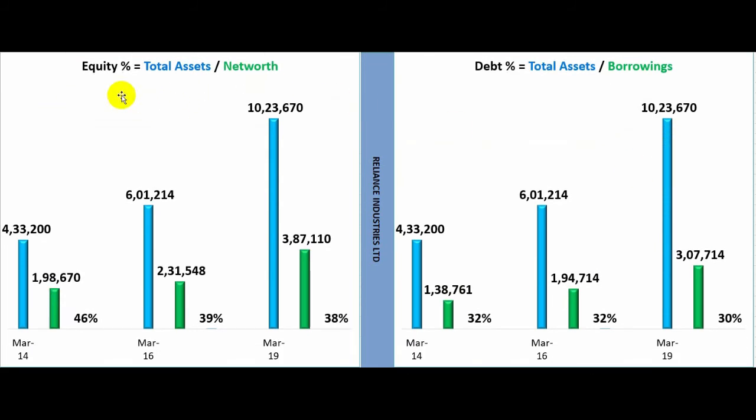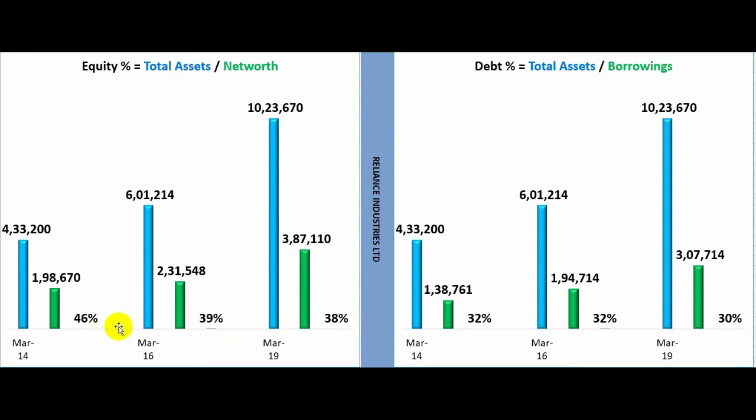Next, let us look at the equity percentage of the total assets and the debt percentage of the total assets. In March 19, 38% of the total source of funding was from the equity holders or the owners of the company, and the debt contributed around 3,07,000 crores, which we already saw. And if we look at the numbers over the years, it has always been below 50% for equity and below 32% for debt. So these are the numbers that it has managed over the years.